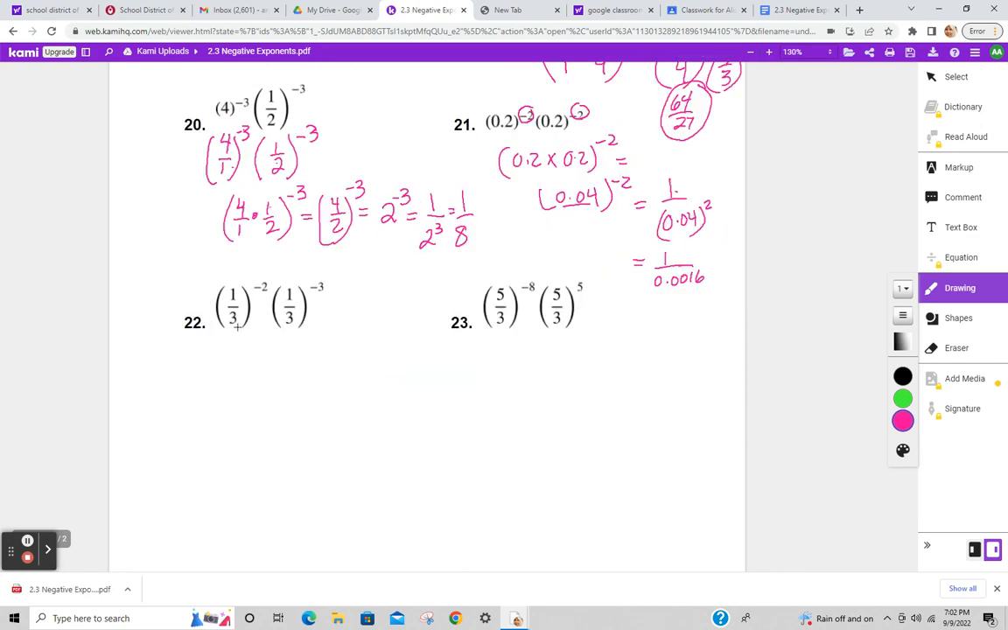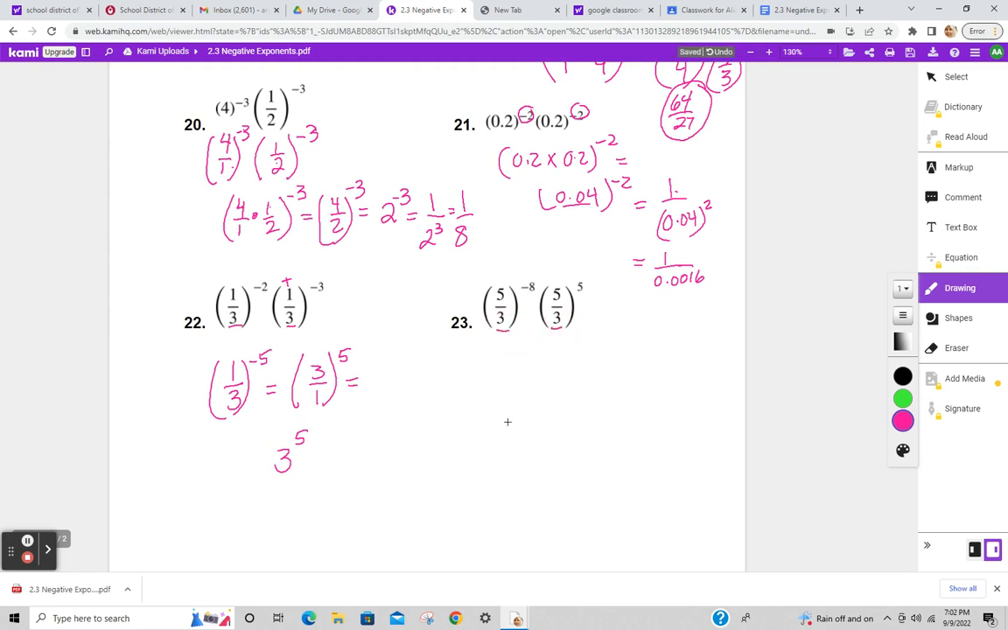Okay, so here we have bases that are the same, powers with the same base. So we're going to keep the same base and just add the exponents. Negative 2 plus negative 3 is negative 5. All right, we don't want a negative power, so we'll flip-flop these, and then negative 5 goes to 5. And so our final answer will be 3 to the 5th power.